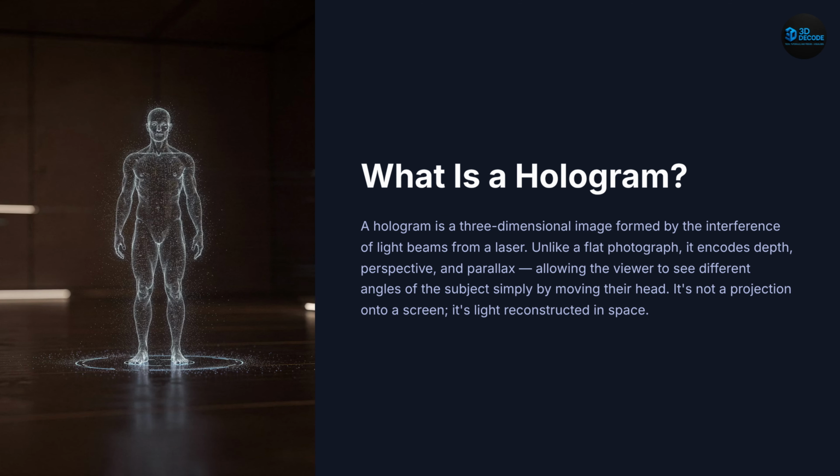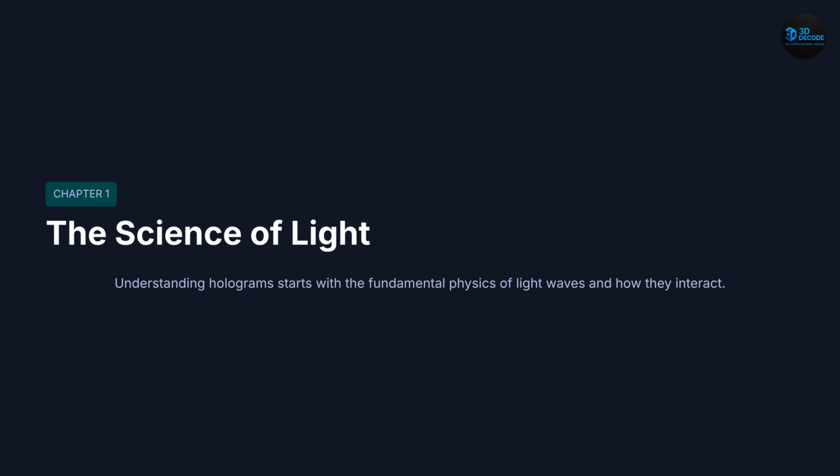Slide 3. What is a hologram? A hologram is a three-dimensional image created through the interference of light waves. Unlike a normal photograph, a hologram stores depth, perspective, and parallax information, allowing viewers to see different angles simply by moving their head.